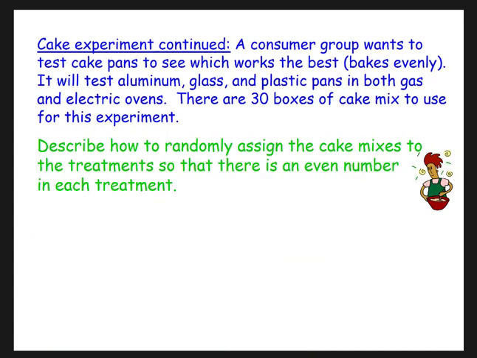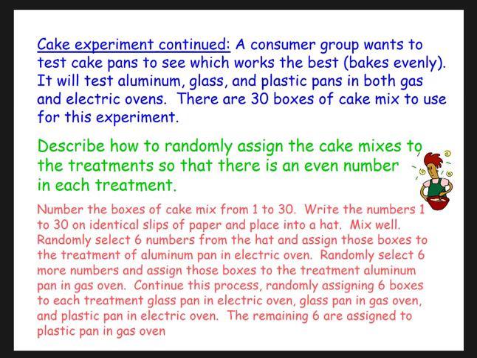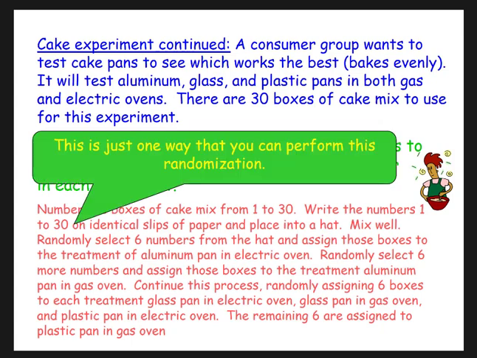Describe how to randomly assign the cake mixes to the treatments so that there is an even number of each treatment. Well, personally, I would use the same cake mix for all of them, but you just take the treatments and put them on a list, and then for each cake mix, you reach in and draw out a treatment. That's what that cake mix gets used for. And there we go, that's how they're describing them, 1 through 30. This is just one way that you could randomize it. There are a lot of other ways it could be done.